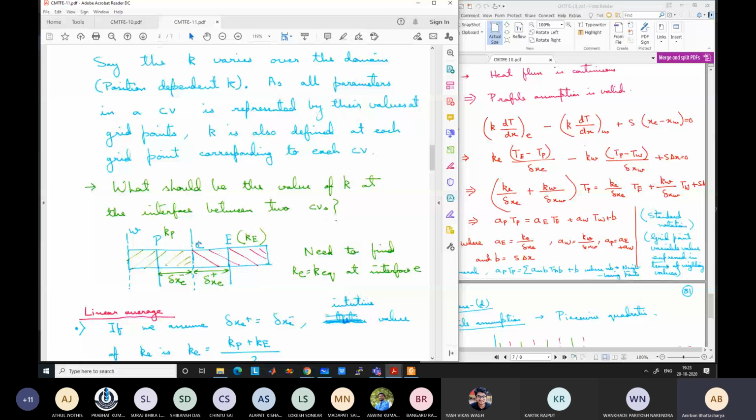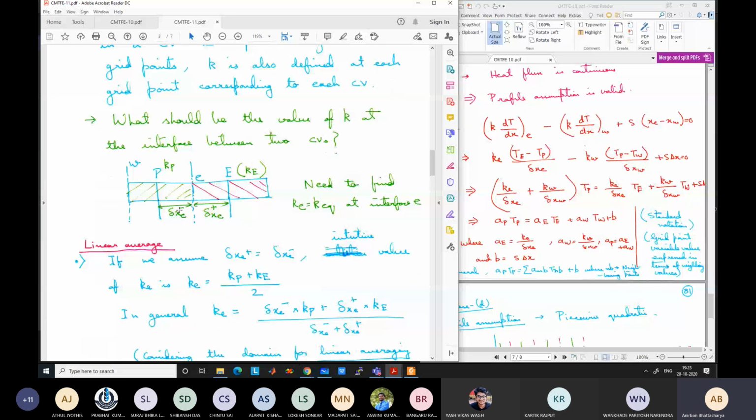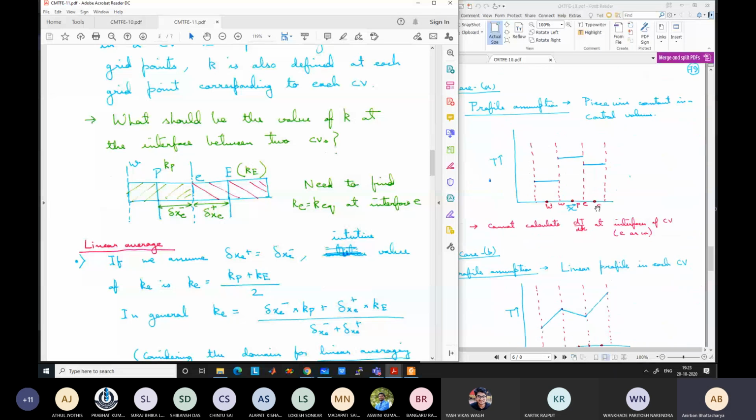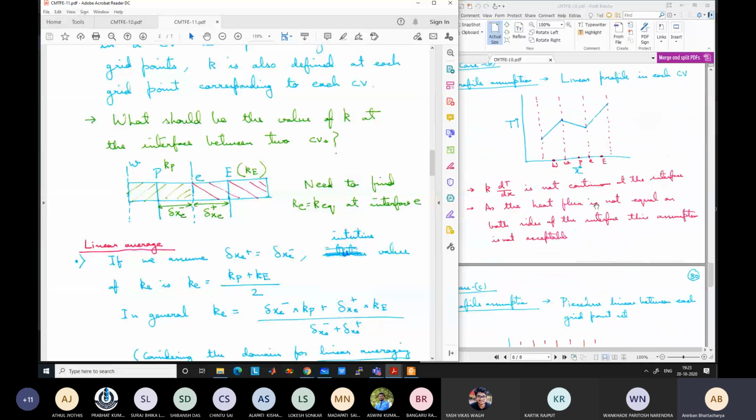On the west side, the face has a distance delta x e minus from the grid point, and on the east side, the face has a distance from the grid point of delta x e plus. Overall distance from P to E is delta x e, as we have shown previously, standard notation. So this part is delta x e minus, and from here to here is delta x e plus. So we need to find the Ke or K equivalent at the interface E.